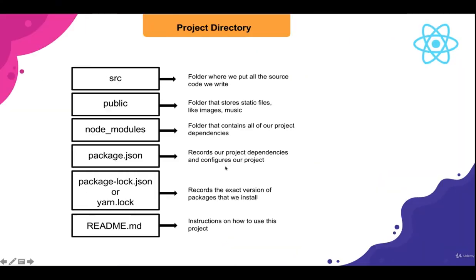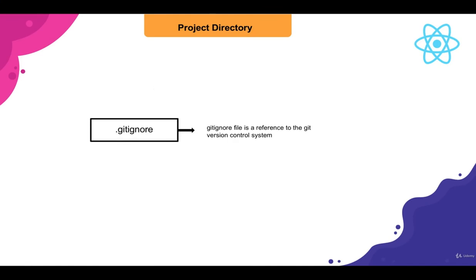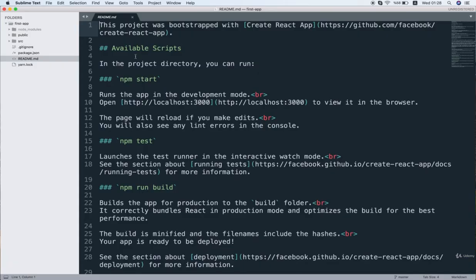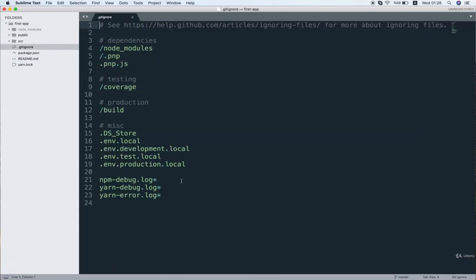Now, there is one last file inside of here. It is the gitignore file. The gitignore file is a reference to the Git version control system. And essentially, it lists out all the different files and folders that Git should ignore. Git is going to be tracking our project and maintaining a record of all the different changes that we're making to our code base. So hey, that's all. That's what we get by default when we generate a project with Create React App.